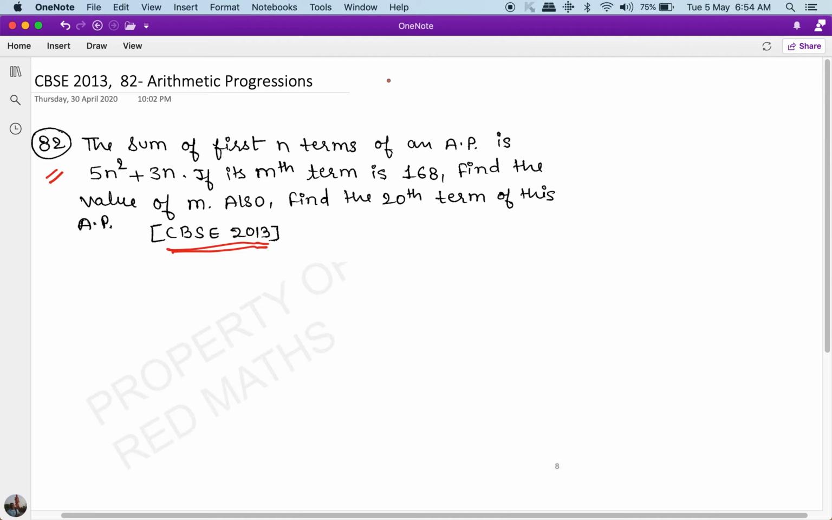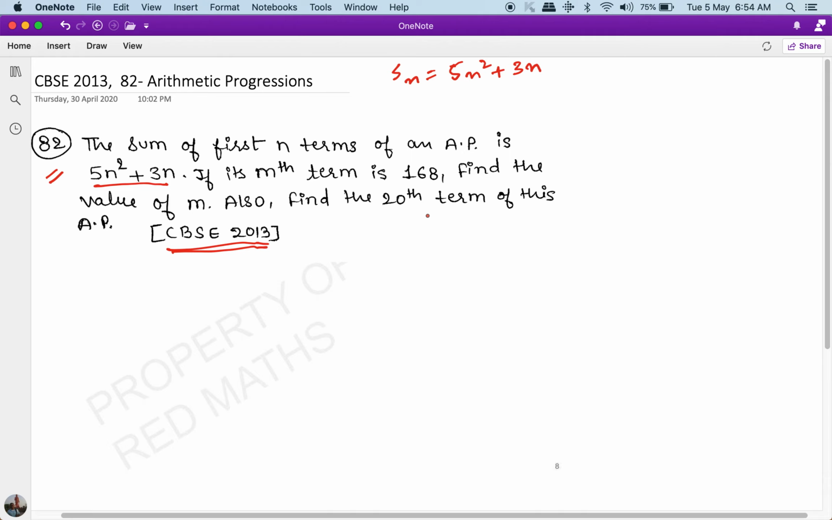Now the question says that the sum of the first n terms of an AP is 5n squared plus 3n. So the sum, which is S of n, is denoted in terms of n as 5n squared plus 3n. The question says find the 20th term of the AP.